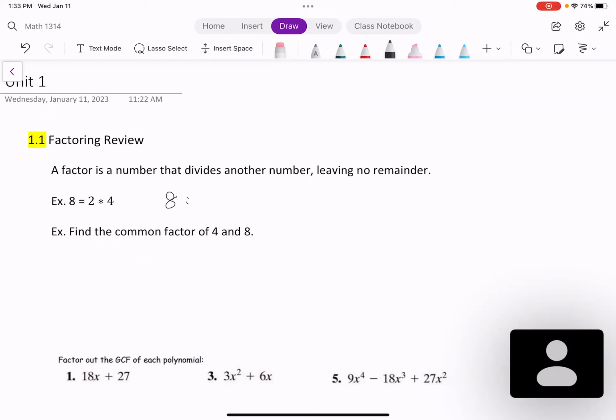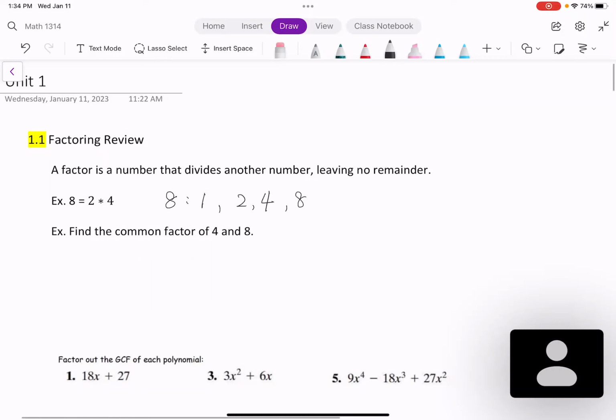8 equals 1 times 8, and also 8 equals 2 times 4. So 1, 2, 4, 8 are all the factors of 8. Second example, find the common factors of 4 and 8.